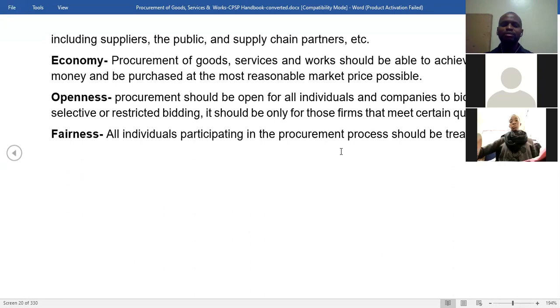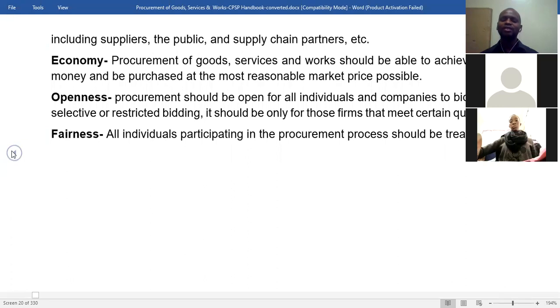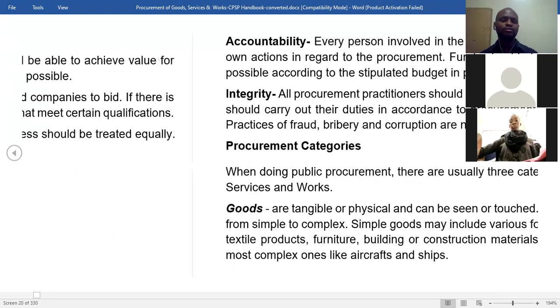So you should not discriminate people based on maybe their tribe or based on where they are coming from. You must treat each and every person with utmost care. Remember, when we talk about treatment, remember the people in procurement, you are also acting as a face of the organization. And the moment you start treating people badly, they might end up talking badly about the organization. And remember, the issue of negative publicity will affect even the organization's performance in the long run.